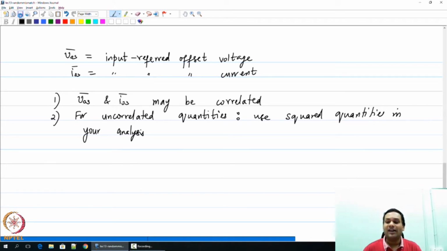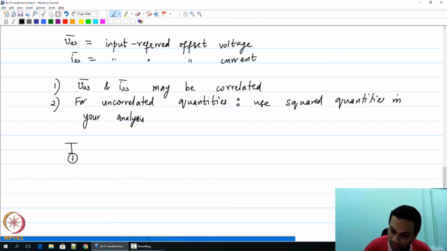Now let us go back to do our example. We will do an example of a current mirror circuit. So let us say I am going to take a current mirror and analyze its output current for mismatch.